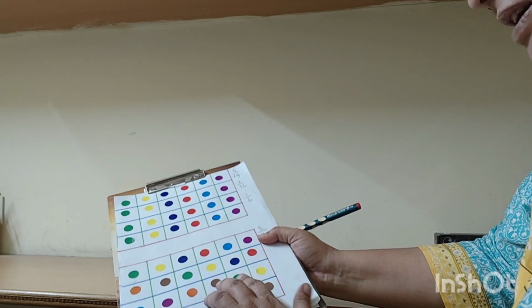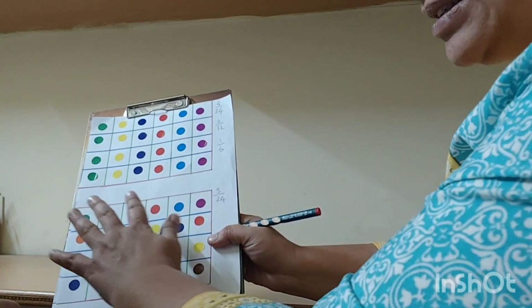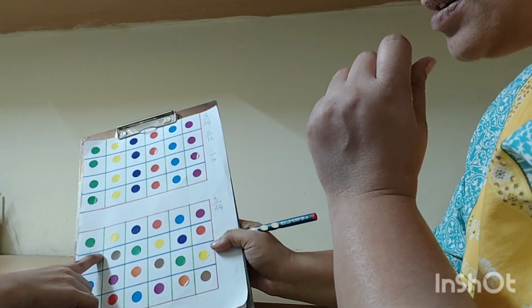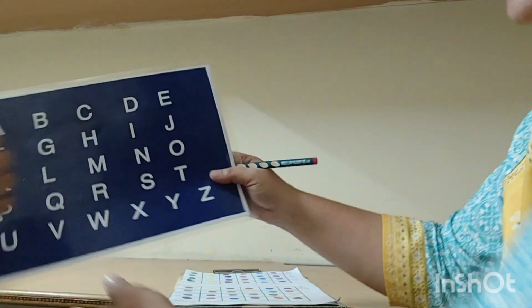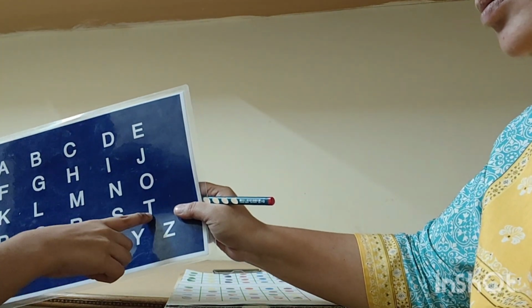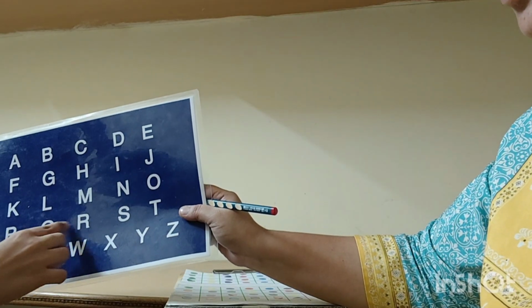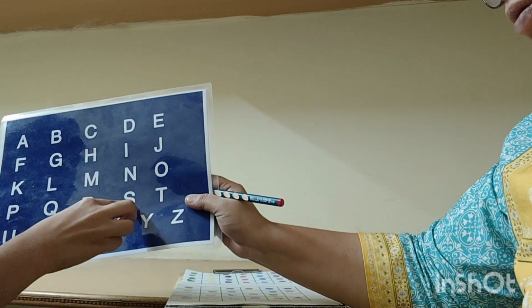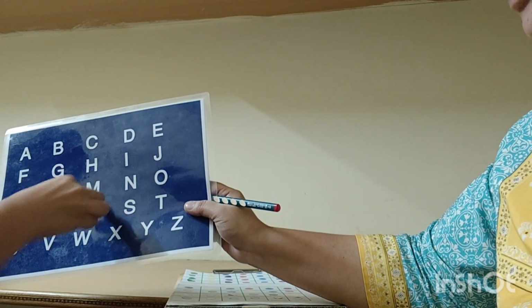How much will each of us get? So 3 by 24. So do you see any pattern in this, Shriram? I'm not able to find anything. Do you see anything? Okay, rows. Is it two rows? Okay, 2 rows.